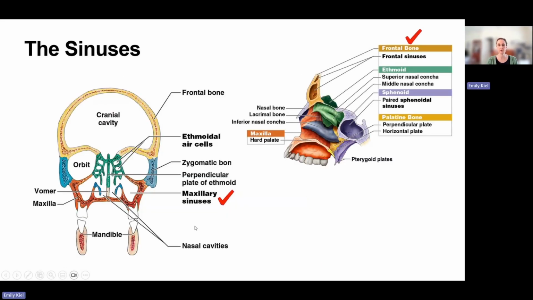So sinuses, be aware of those sinuses: your maxillary sinuses in your maxilla, your frontal sinuses in your frontal bone. You've got paired sphenoid sinuses in your sphenoid bone. And then you've got some ethmoidal air cells as well. So be aware of those sinuses. Those are going to be significant.